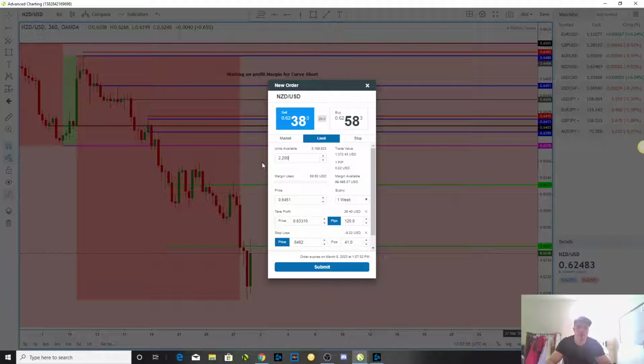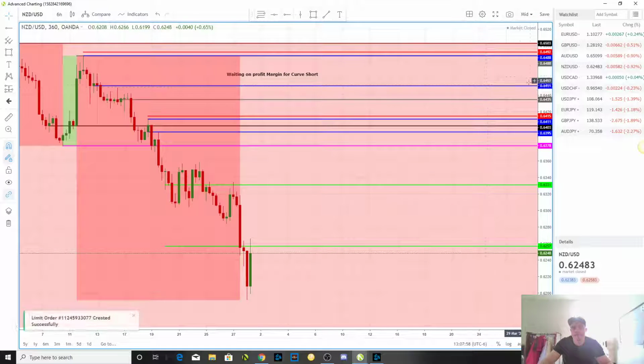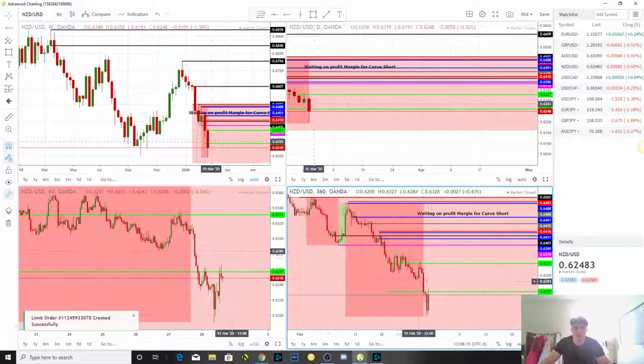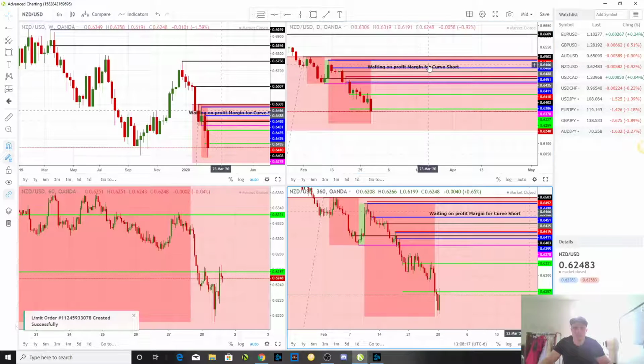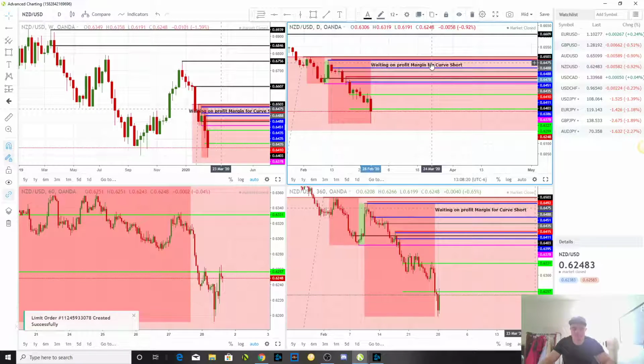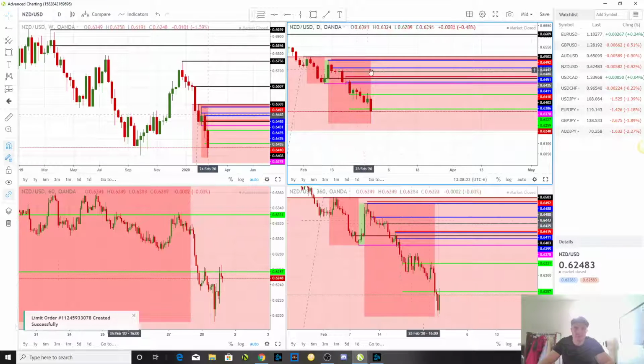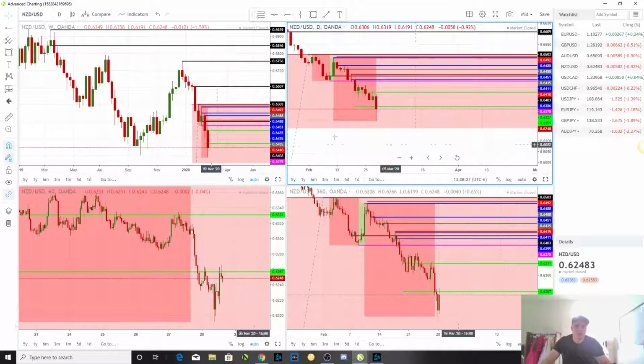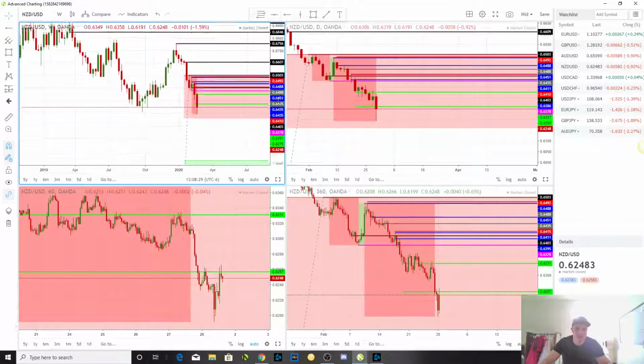Two and 24. Bang, bang. So since we just have the curve shorts, I'm just going to delete that. Hopefully this isn't too confusing.